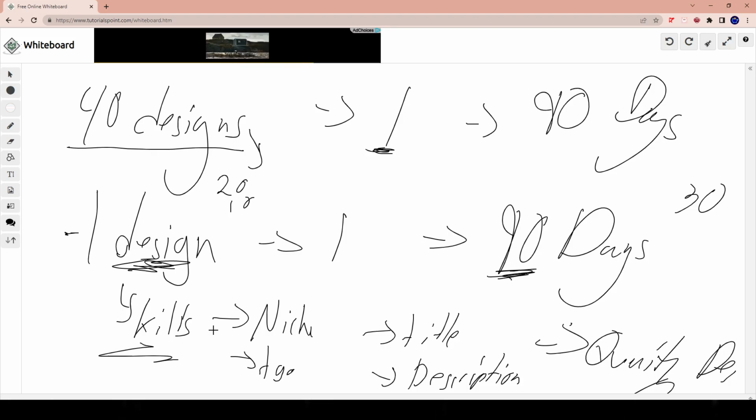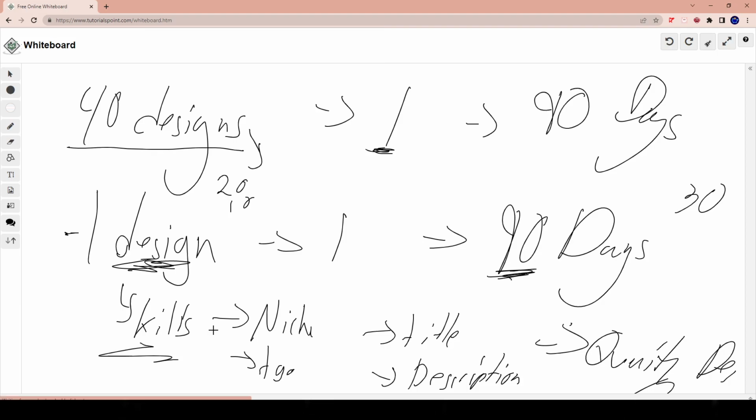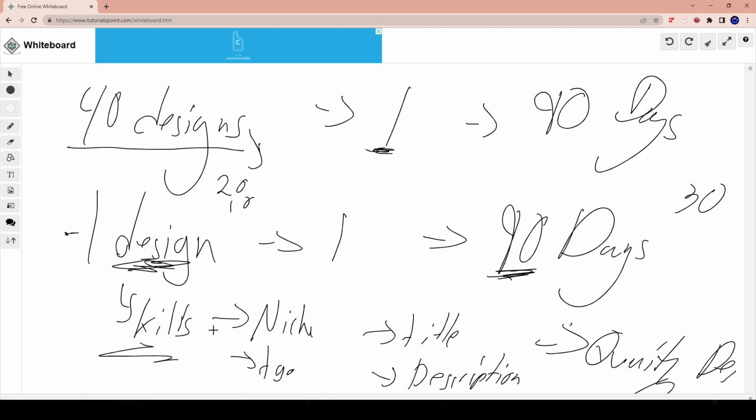But this is essentially the basis of how I think of things. I always think of it in a monthly period. I think of, okay, what do I want to do? What's my goal here? And 9 times out of 10, my goal is going to be, I want to generate a sale from this business every day. And that's usually my first goal.